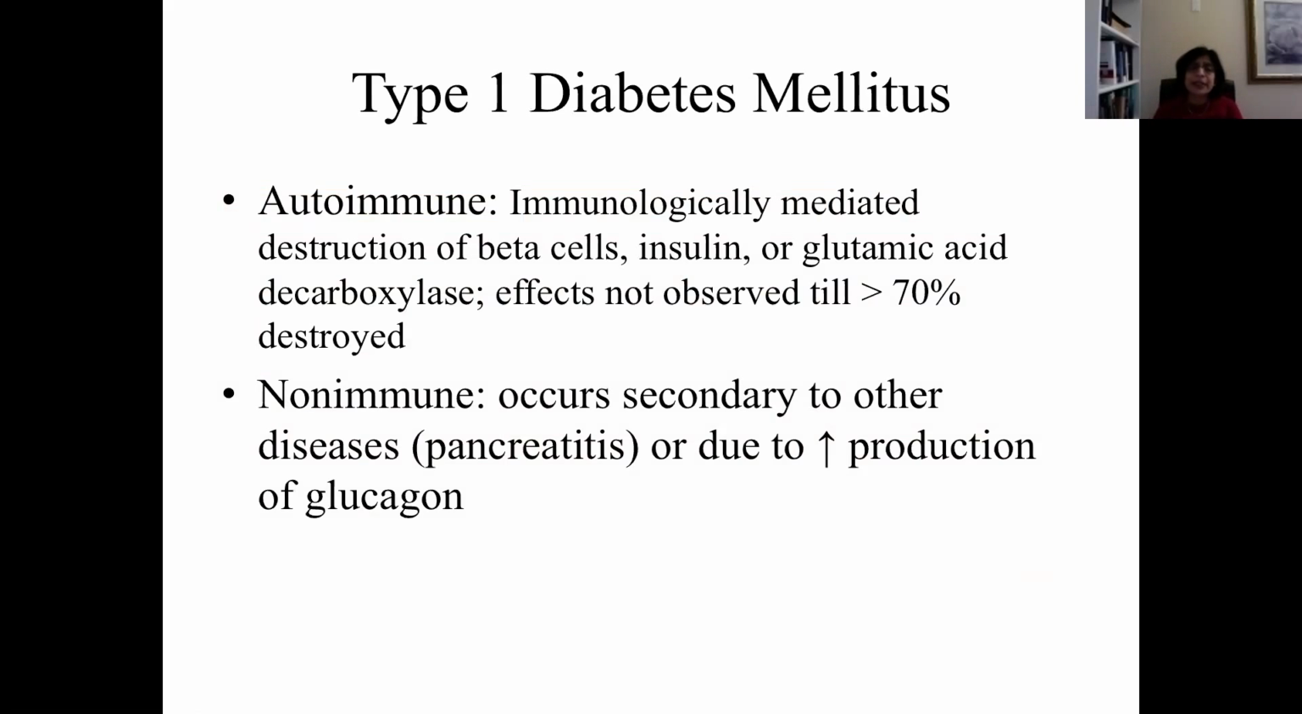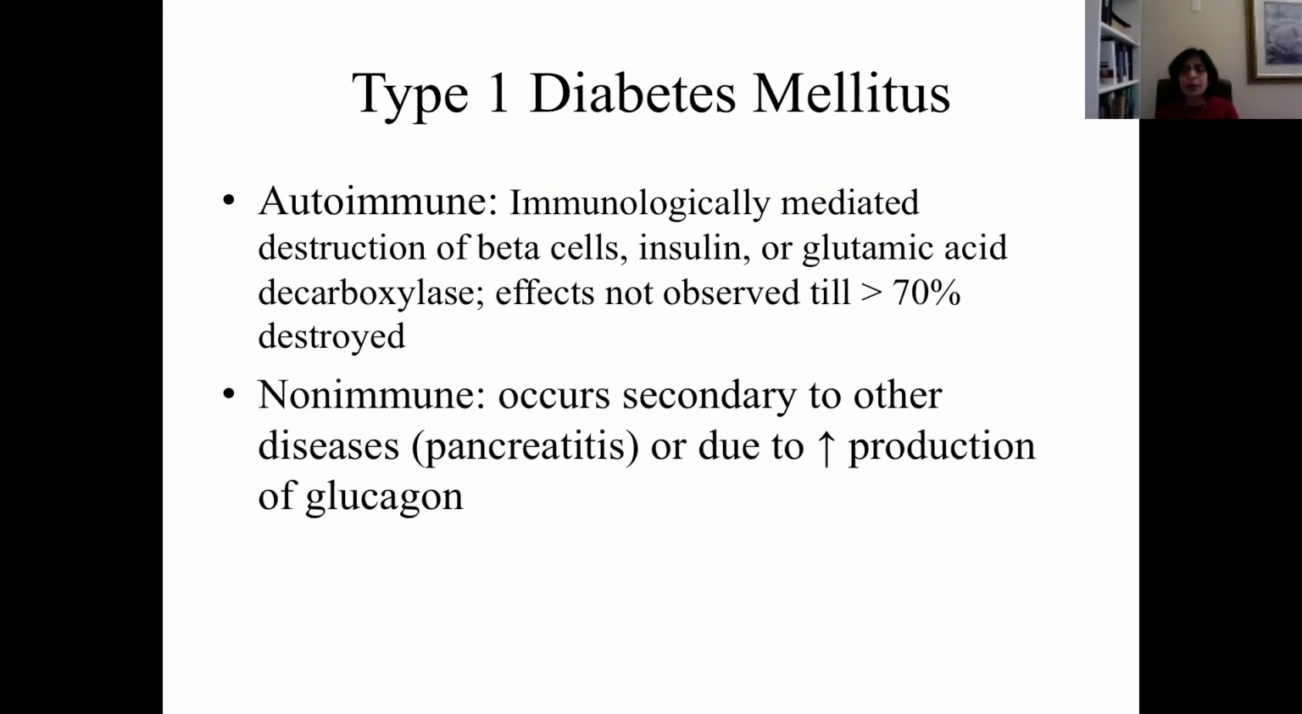You already know that it's an autoimmune disease. Immunologically mediated destruction of beta cells or insulin or an enzyme called glutamic acid decarboxylase. The sad part here is about 70% of the tissue would be destroyed by the time you see the symptoms of diabetes. It would be too late to do anything.